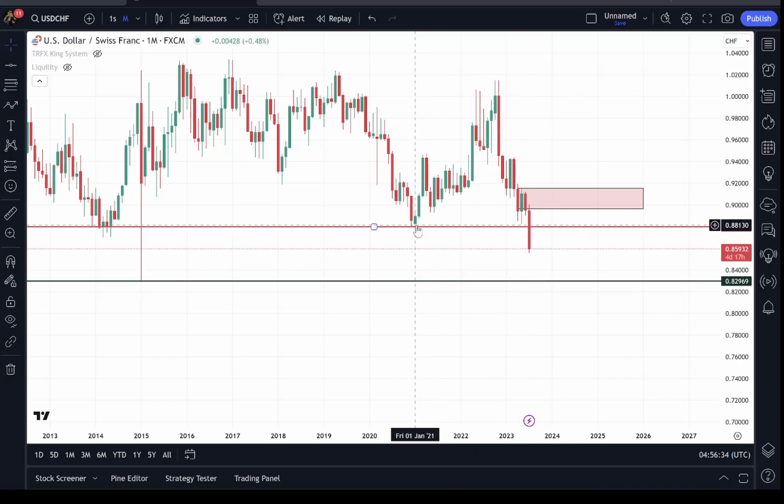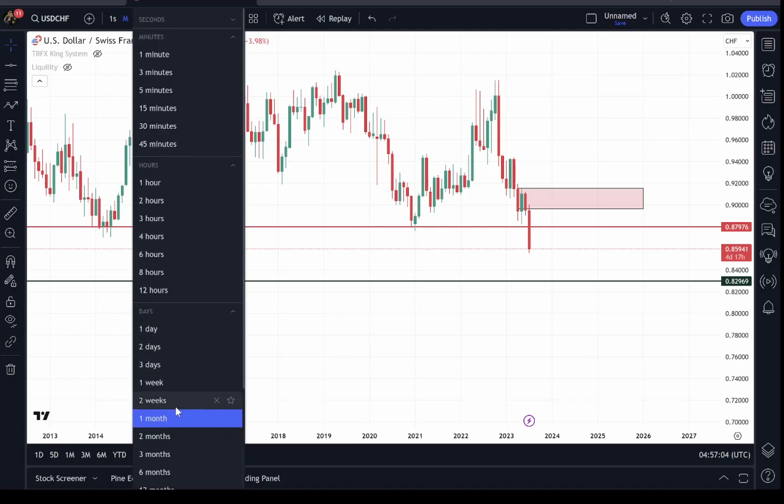Now this zone will only be confirmed when we actually do get the monthly close, which is tomorrow, and it is looking likely. But I do feel short term we will be moving up to test this 88 area, and in this video I will show you how to benefit from this possible setup. So that is what we're looking at in the monthly charts.